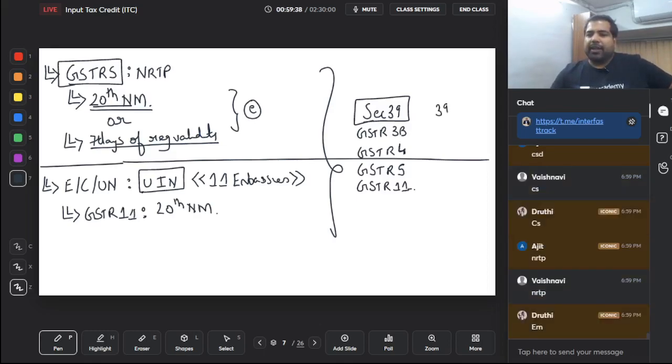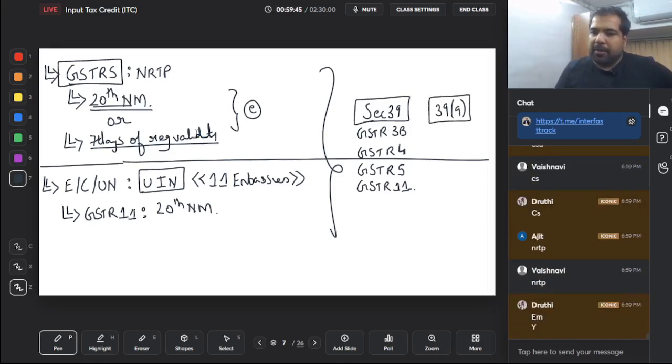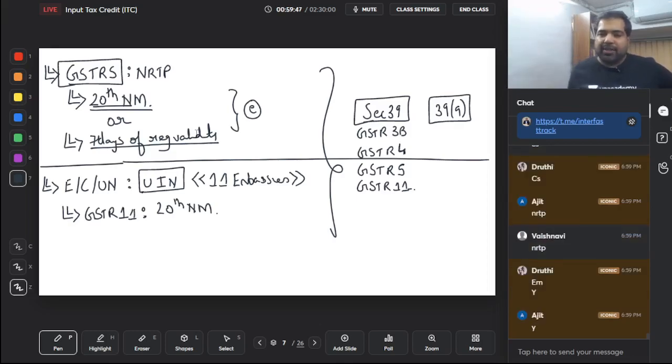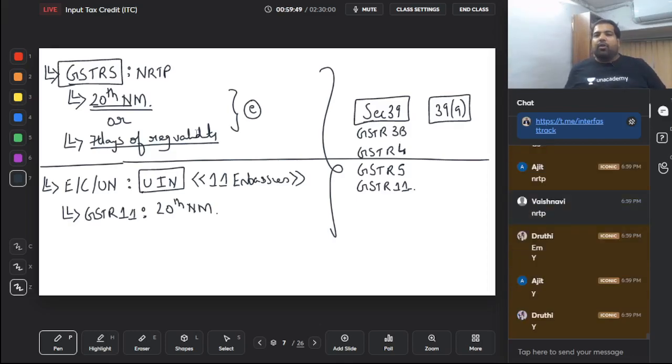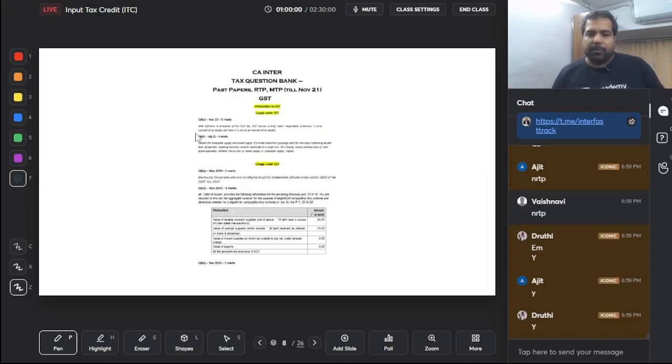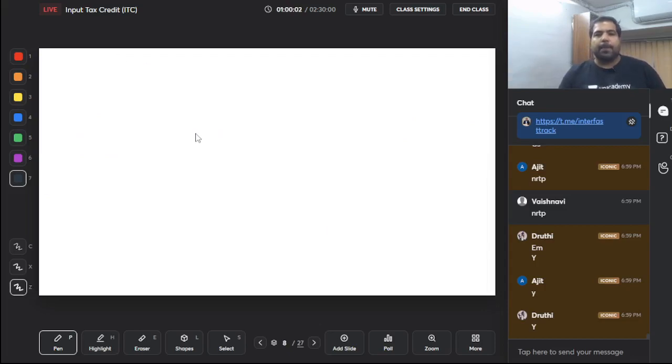And section 39(9) says that if you make any mistake, can you correct it? Yes. But is there a timeline? Yes. You cannot correct it after the earlier of 20th October or the annual return filing date. Perfect. So section 37 done. 38 was not notified yet. 39 done. These all were in 39.